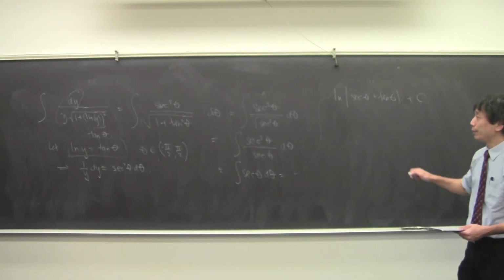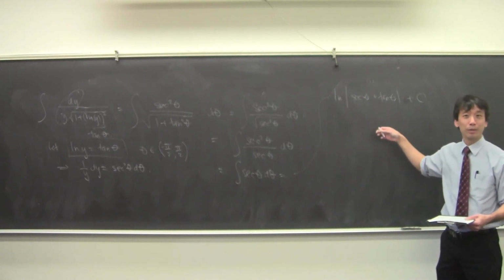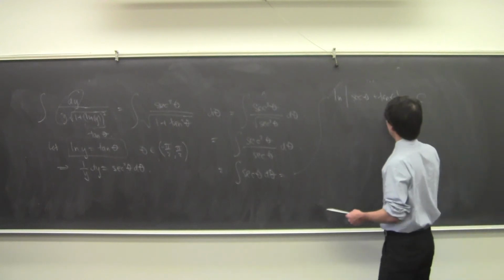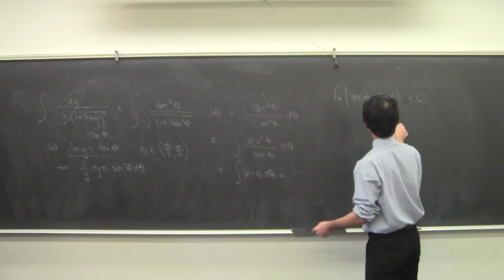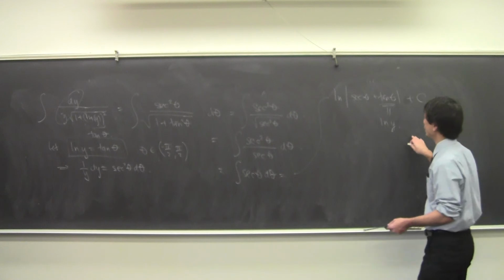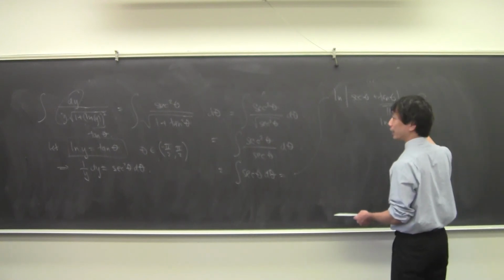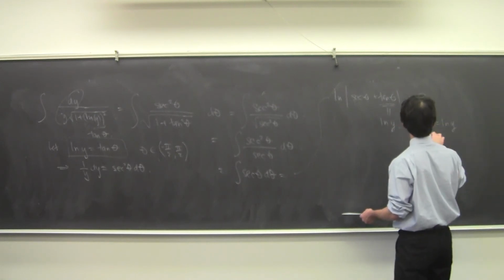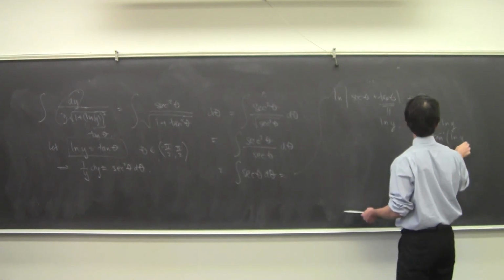Okay. Now we have to get back home to x, to y, excuse me. Part of it is easy. Tan theta, we defined to be natural log of y at the beginning, right? So that's easy. So tan theta is the natural log of y. So theta is the arctan of natural log of y.